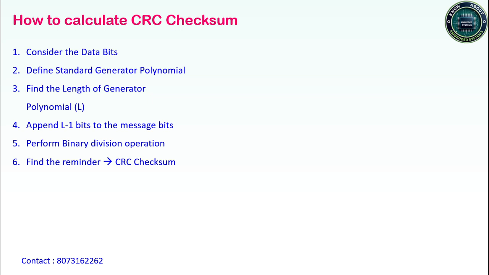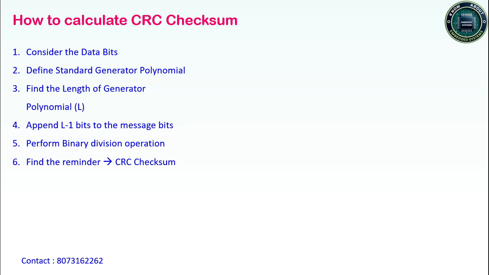To calculate the checksum, there are 5 to 6 major steps. First, we consider the data bits that we want to transmit. Second, define a standard generator polynomial. A polynomial is nothing but a binary sequence that should be standard for both transmitter and receiver. Third, find the length of the generator polynomial, denoted by L, then add L minus 1 bits to the message, and then perform binary division.